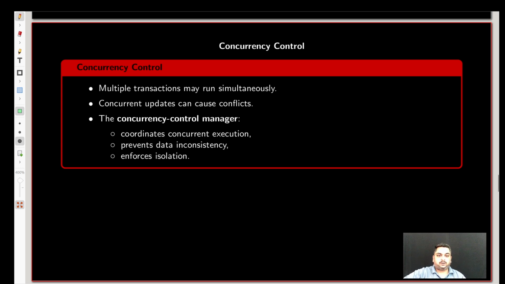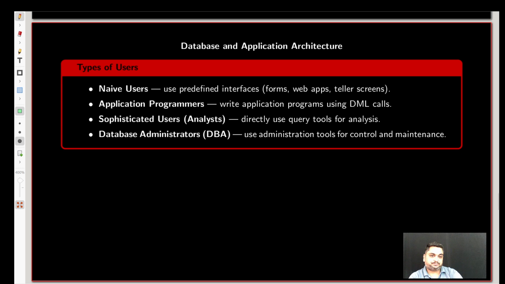In concurrency control, basically multiple transactions may run simultaneously. So concurrent updates can cause conflict. So isolation should be preserved. The concurrency control manager coordinates concurrent execution, prevents data inconsistency, and enforces isolation. So these are the major components of your database engine.